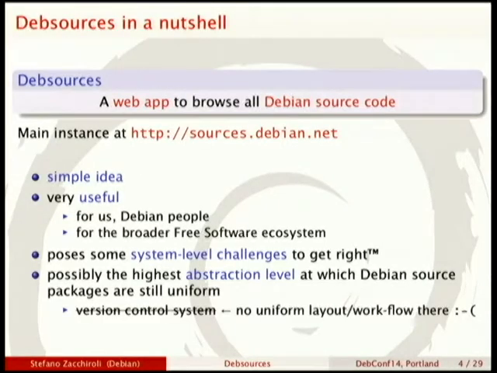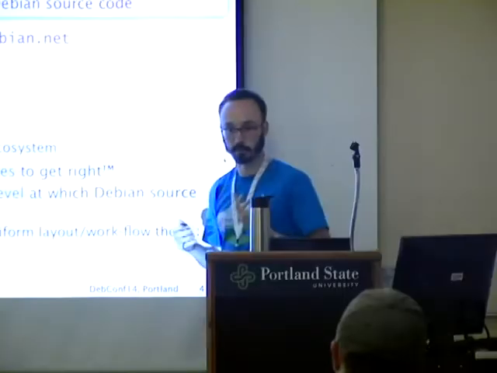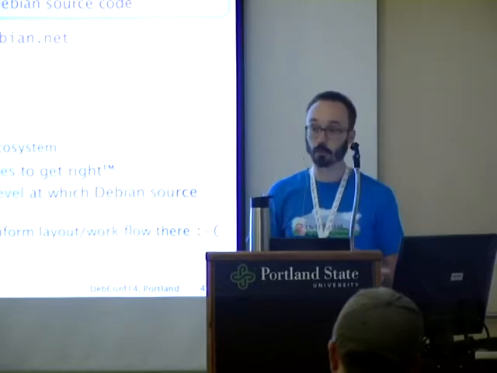So with the overview, in a nutshell, Debsources is essentially a web app that allows you to browse all Debian source code via the web. So essentially, it's a source code highlighter in which you can pinpoint every single file contained in a Debian package and see what's in it. Okay? So the main instance is here. The idea is pretty simple, but it seems to be very useful.